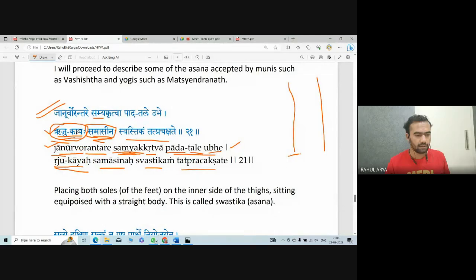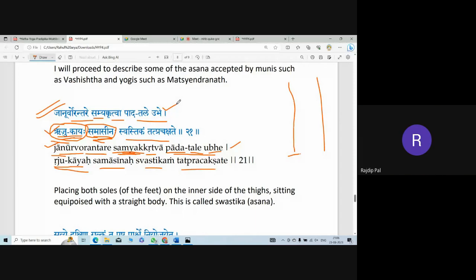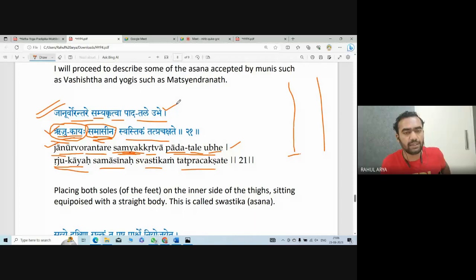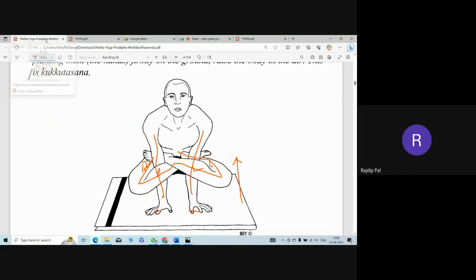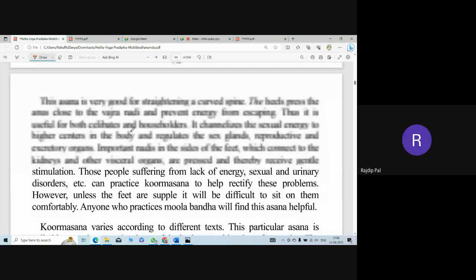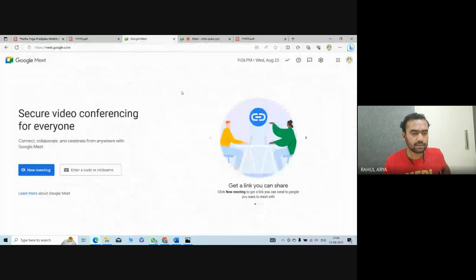Here, Janurvorantare samyak kritva padatale ubhe. No, sir. Ubhe here means upside. Direction should be upside. The soles of the feet should be upside, okay? Okay. Yes, next doubt, please.